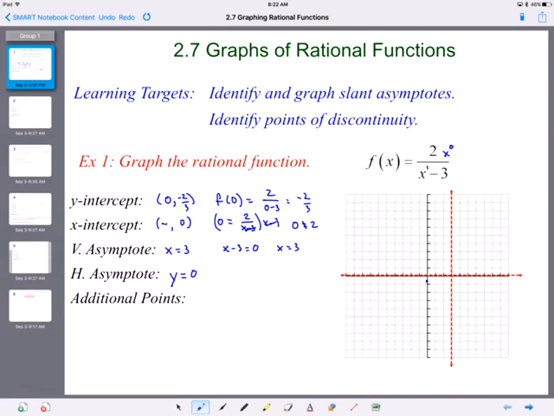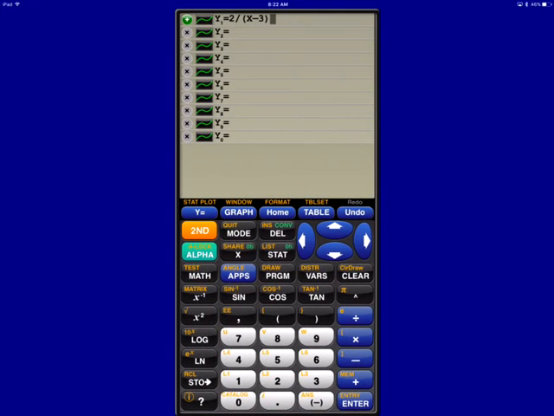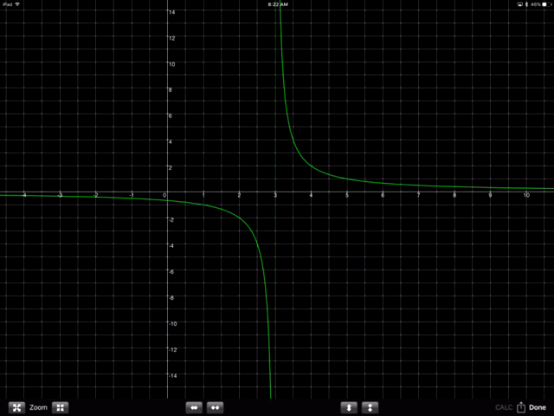But at this point we've done the algebra. The only thing left to do would be literally just plugging in values into the function, and this is where I'm going to let you guys use the graphing calculator to kind of find some additional points. So we're going to look on the calculator at our table and see if we can find some additional points here. So let's go to the calculator. Plug in your function y is equal to 2 divided by x minus 3. You can go ahead and graph it.